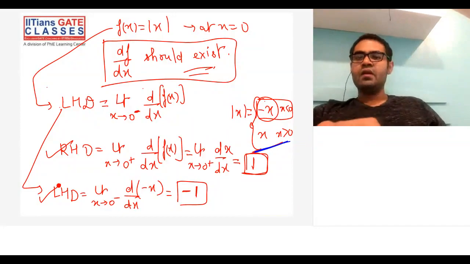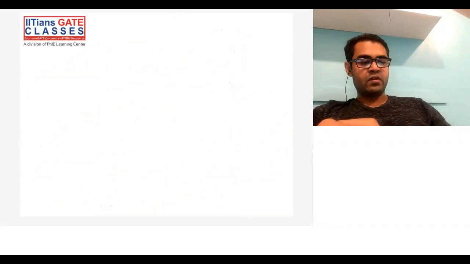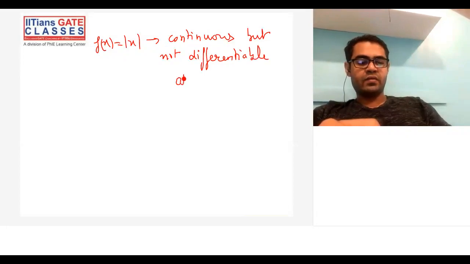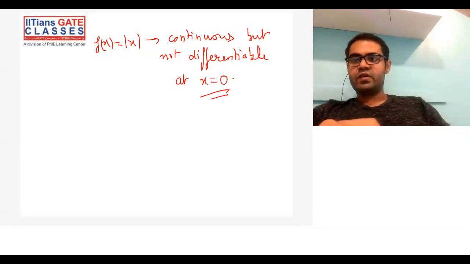Now the condition to check differentiability is: if the left hand derivative and right hand derivative are not equal, that means simply that this function is not differentiable at x equal to 0. It is continuous but not differentiable at x equal to 0. So I'll just write that fact down. So this function is continuous but not differentiable at x equal to 0. This is what we have built.